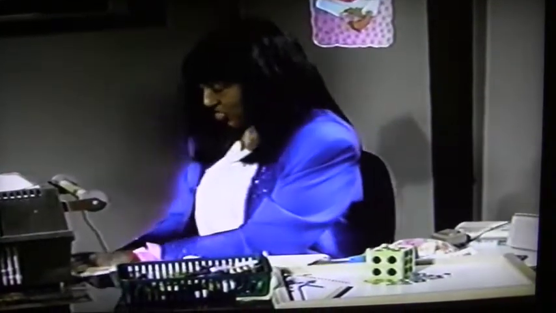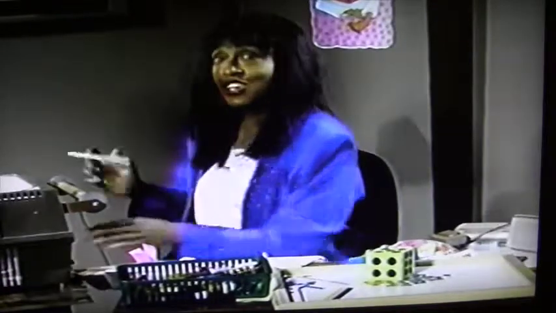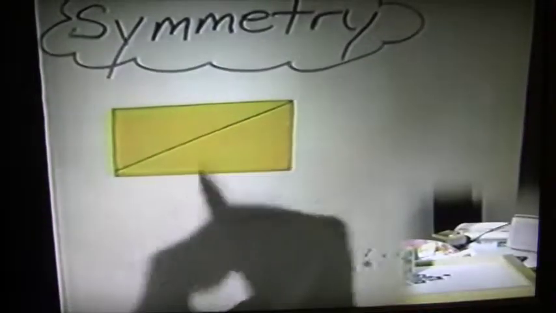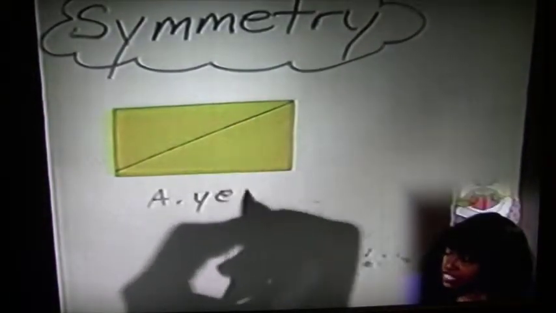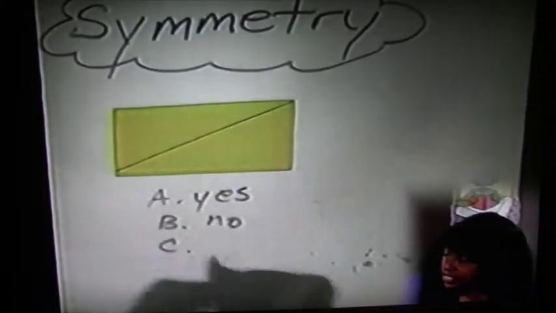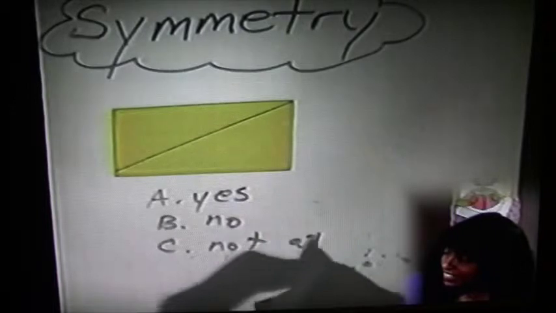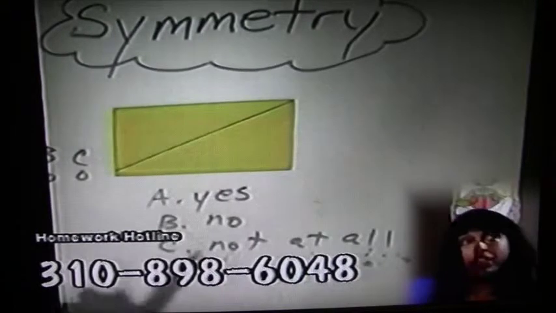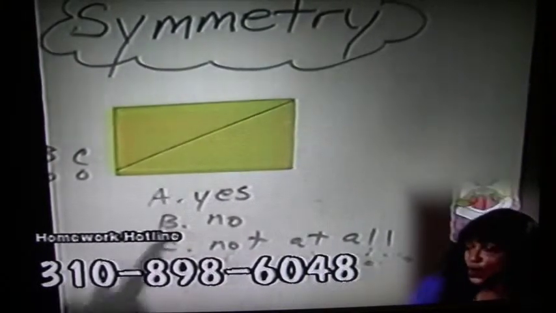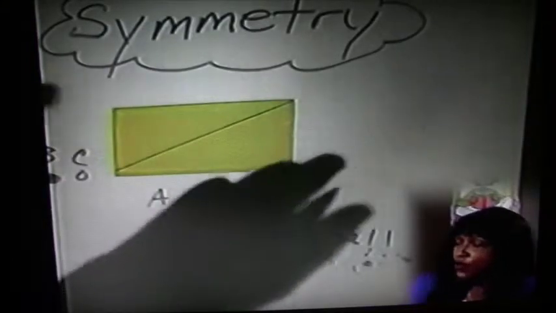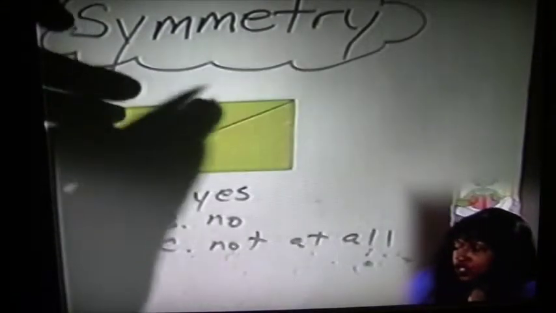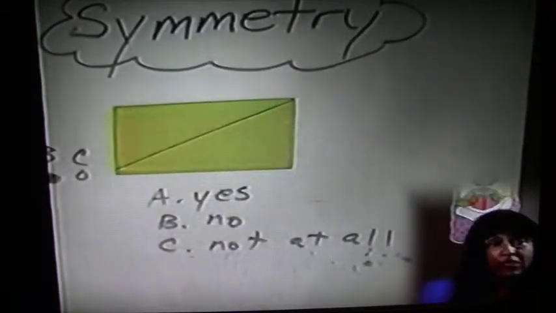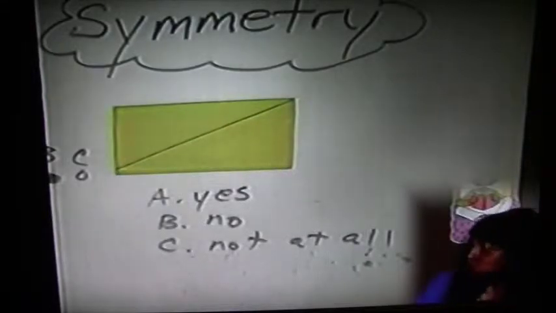Did you figure out that question? Was it a line of symmetry? Yes or no? Well, let's look at it. Go back to the overhead. We have the question. A would be yes. B would be no. C would be not at all. And you have your Scantron. Circle A, B, or C. Well, the answer for this one is no. B. If you would fold this half over to that half, it would not equal that. Okay? So the answer would be no.